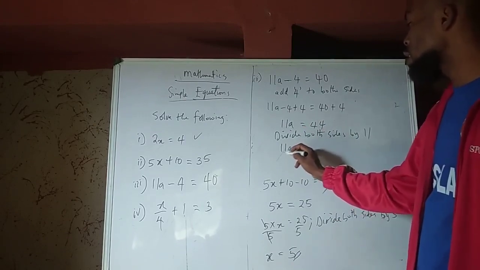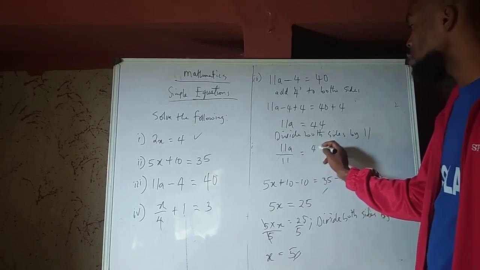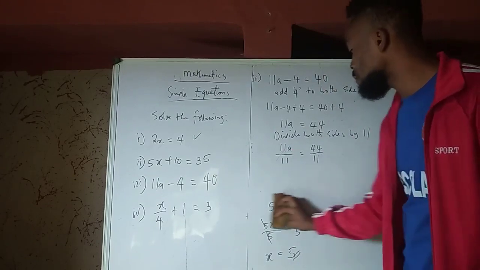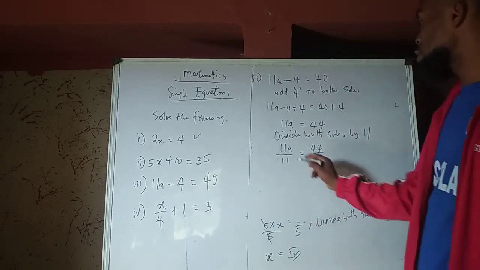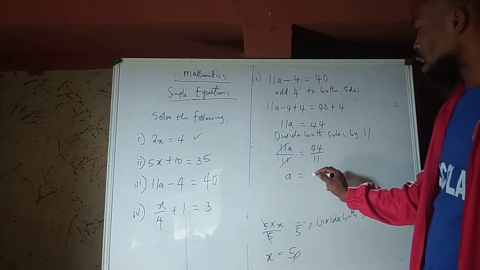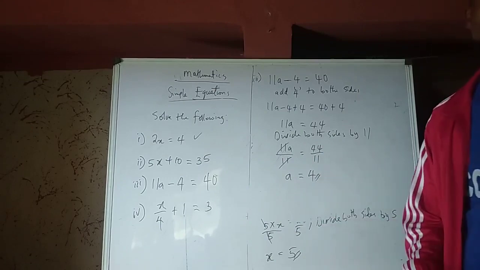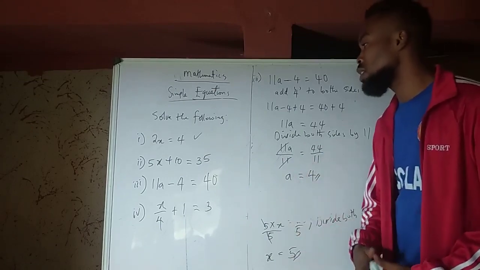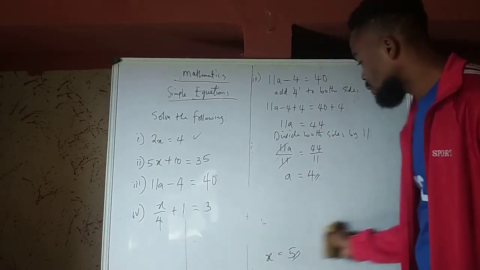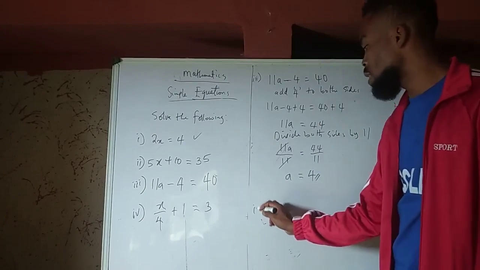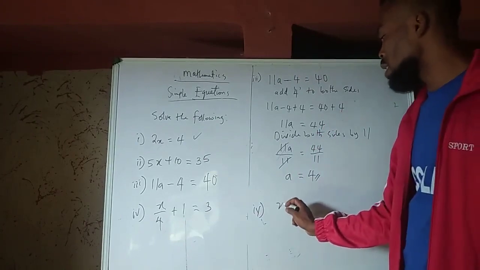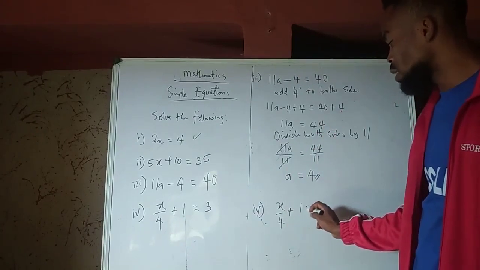So this will be 11a divided by 11 equals 44 divided by 11. Once we carry out this division, 11 will cancel 11. So we'll be left with a equals 44 divided by 11, which gives us 4. Alright, so that's just what we have here. The next one is the fourth problem. Here we have x over 4 plus 1 equals 3.